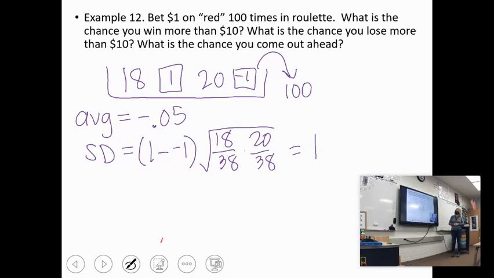What is the chance you can win more than 10 bucks? Okay. So if I'm going to play this 100 times, what is the chance I'm going to win more than 10 bucks? Let's hope it's a big chance, but I don't know. Because what's the EV sum?